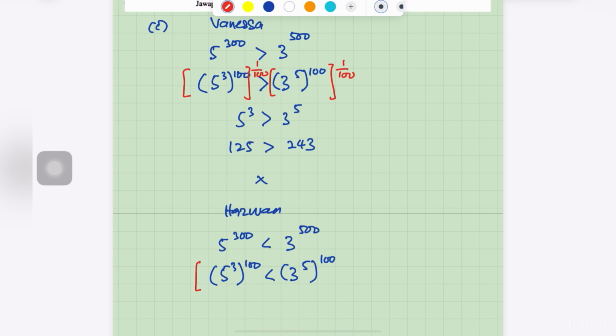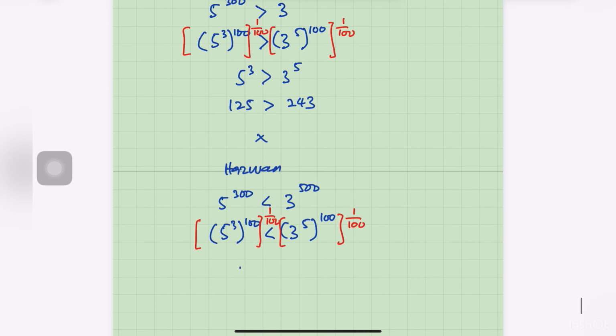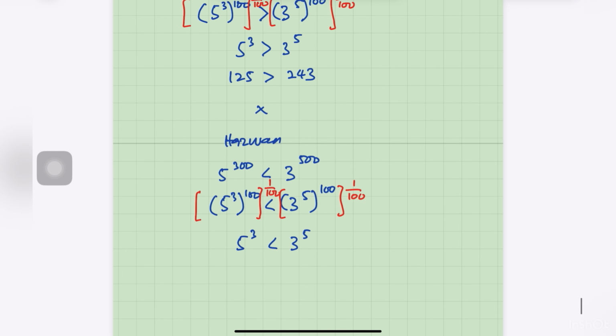We power both sides with 1 over 100. So this one, 1 over 100. Okay, so this one 5 power of 3 less than 3 power of 5. Okay, 5 power of 3 is 125, less than 243. Okay, so this is a correct statement. So we choose H1. So therefore H1.